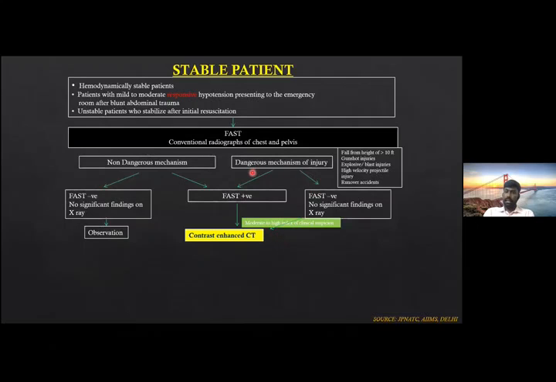However, despite having a dangerous mechanism, if the patient is FAST negative and we have a moderate to high index of suspicion, we can go for a contrast enhanced CT, and here a single phase portal venous phase CT would suffice.